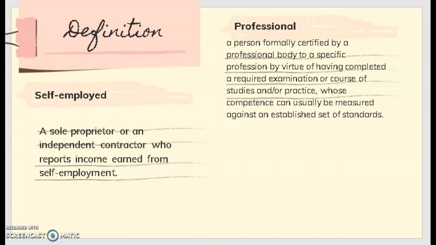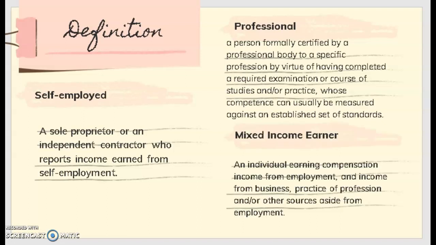And the fourth type of individual taxpayers are the mixed income earners. So, an individual earning compensation income from employment, and income from business, practice of profession, and/or other sources aside from employment. So let's go to the computation.